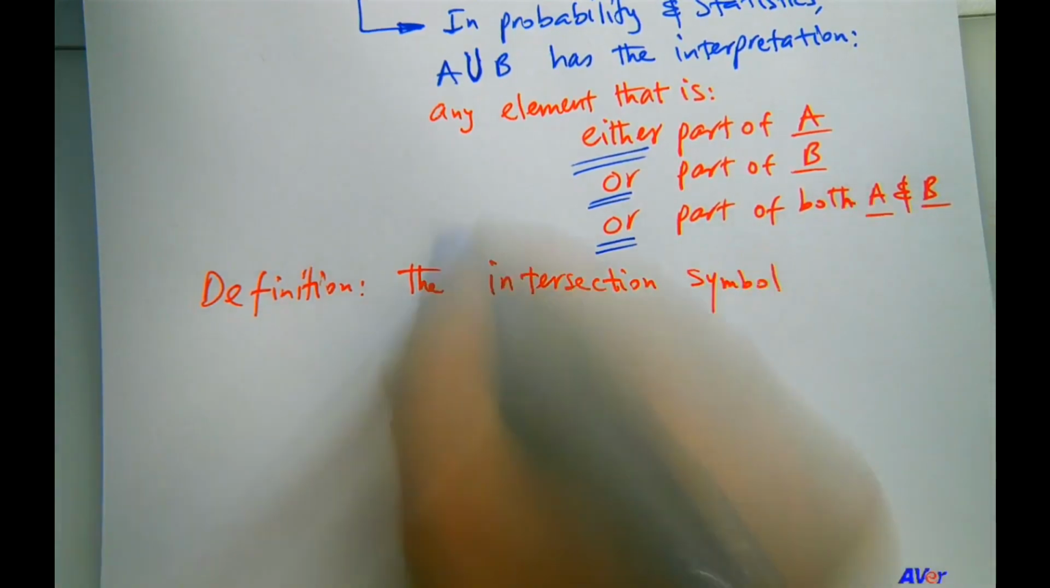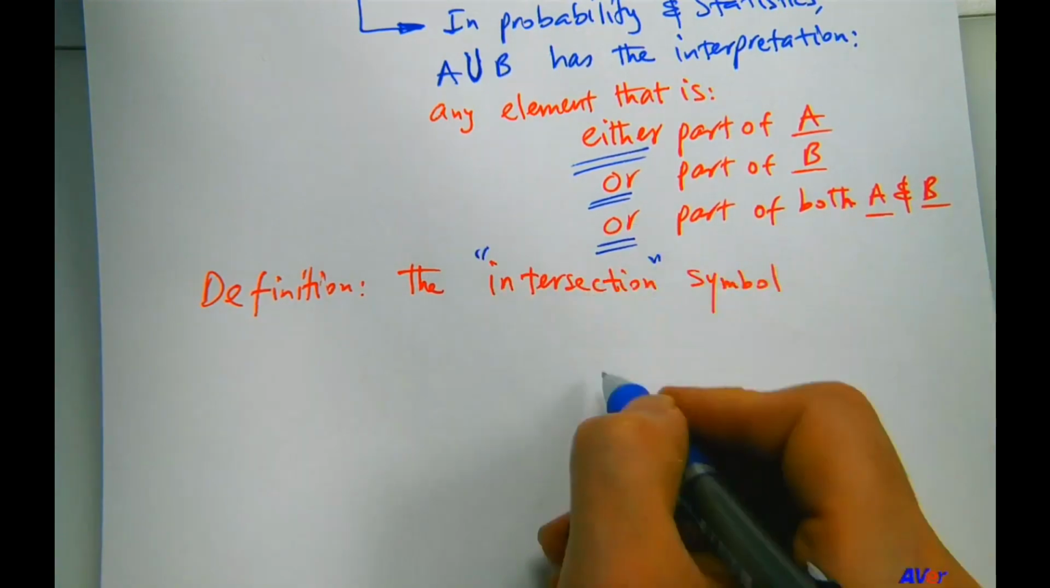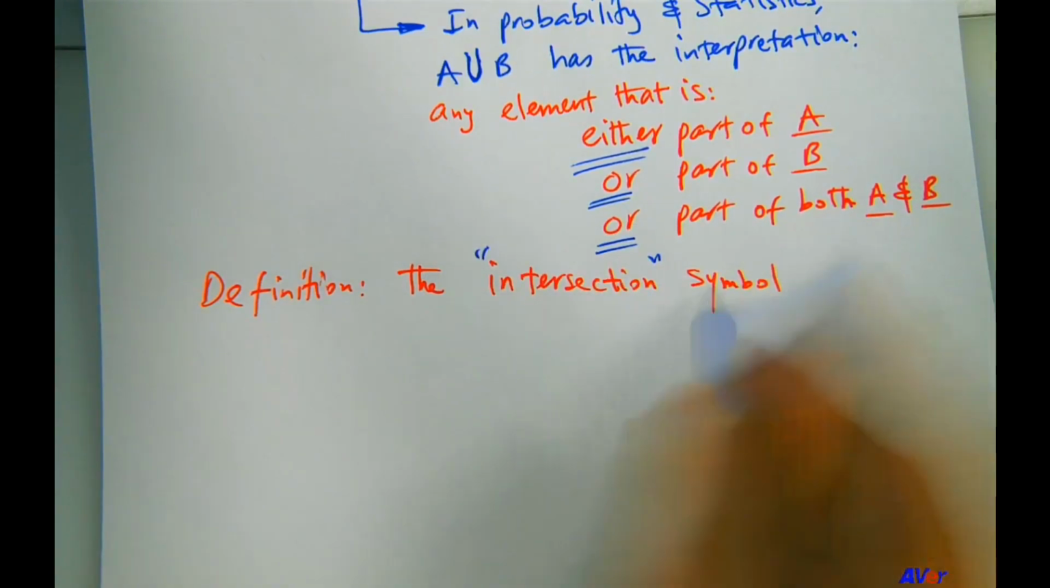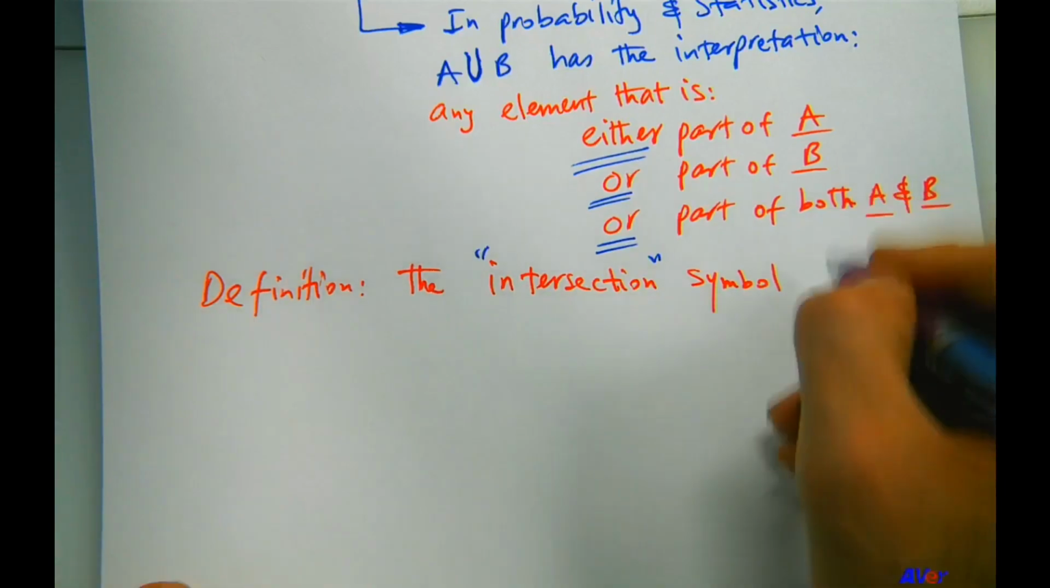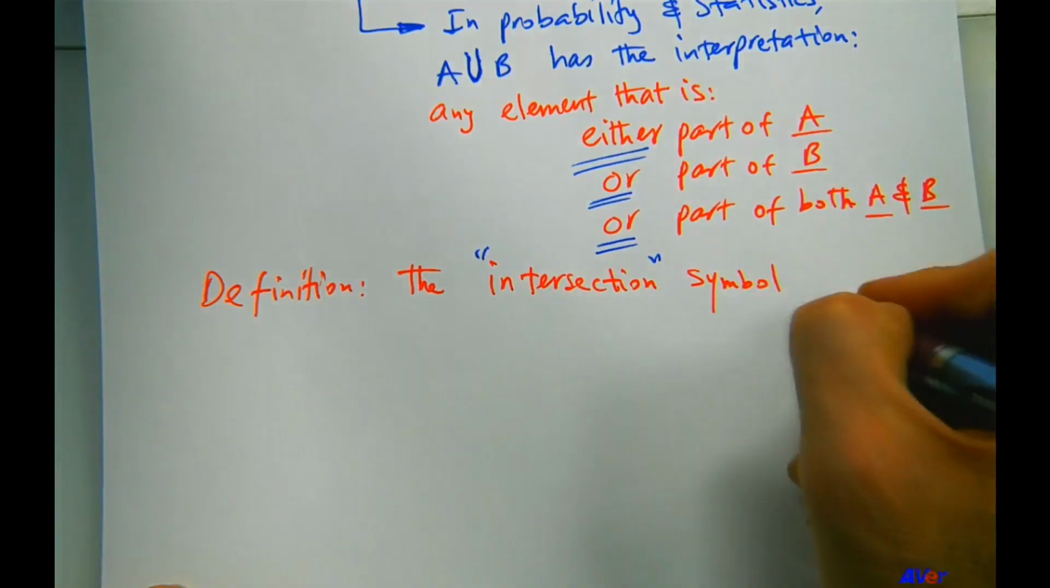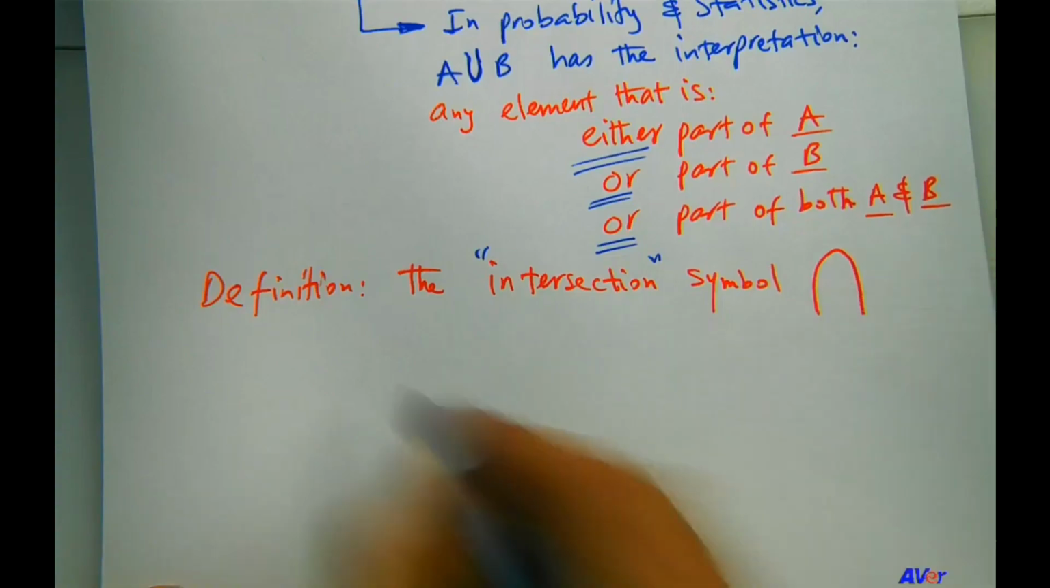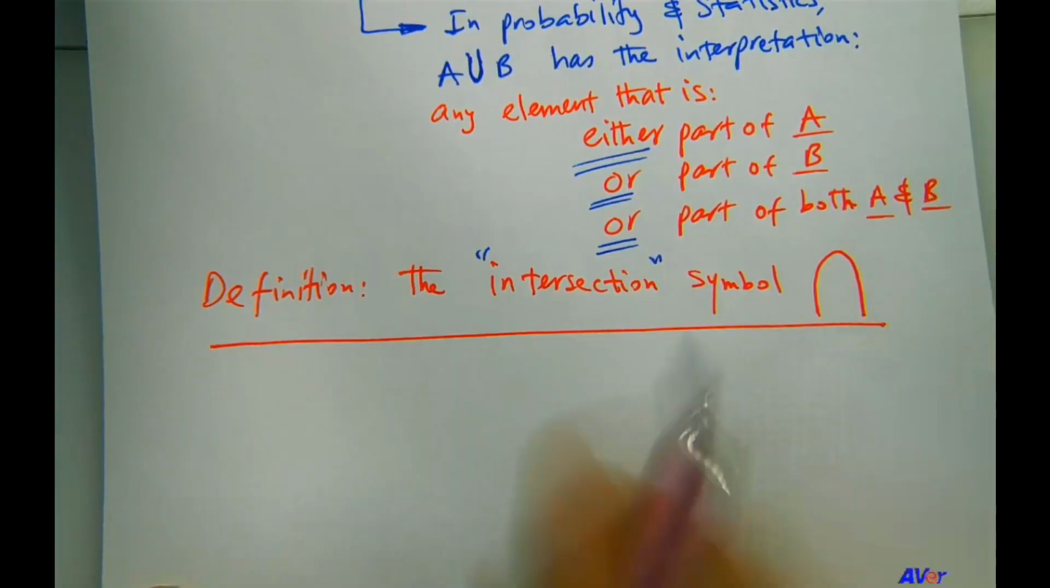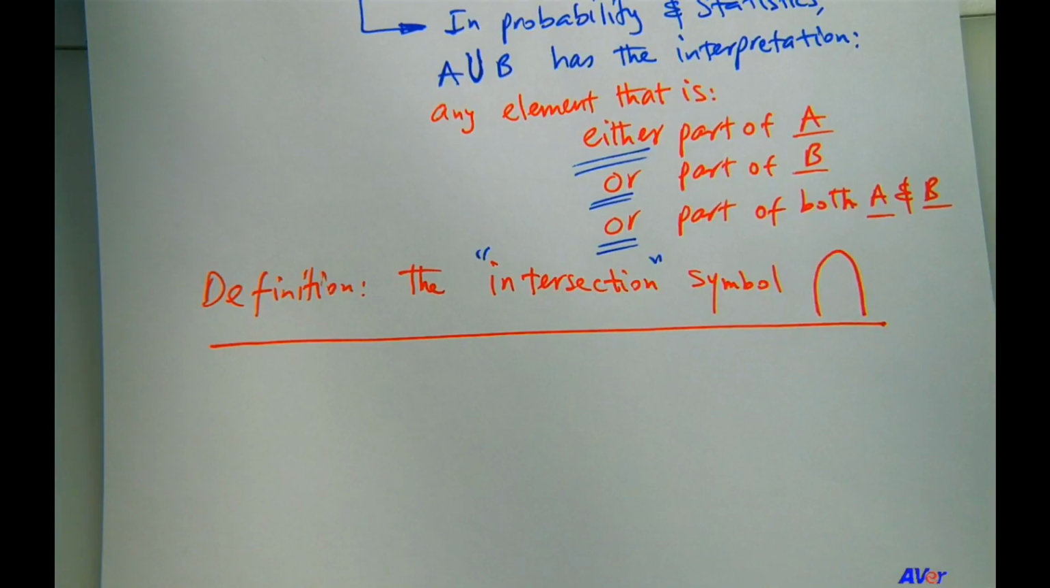And I'm also going to put this in quotation marks. The intersection symbol, which looks like that. Okay. So this notation refers to any elements that are part of both sets. In other words, all common elements are part of the intersection of two sets.